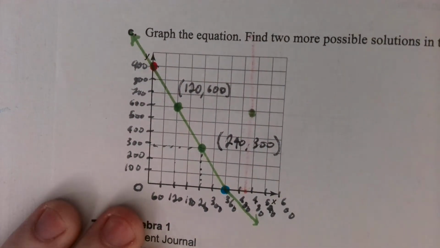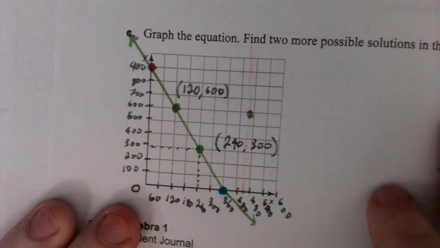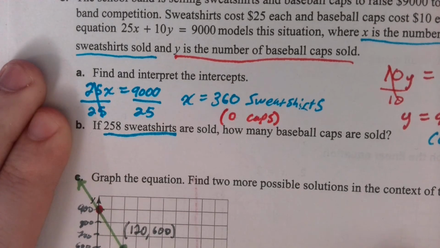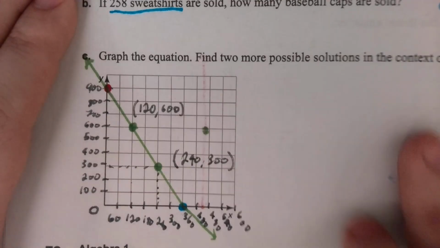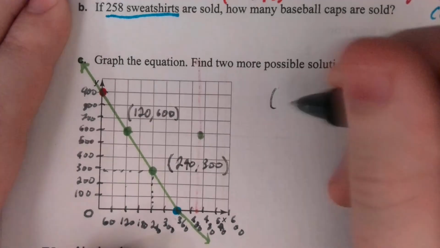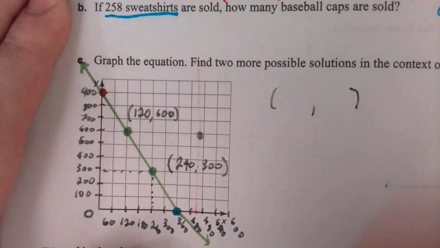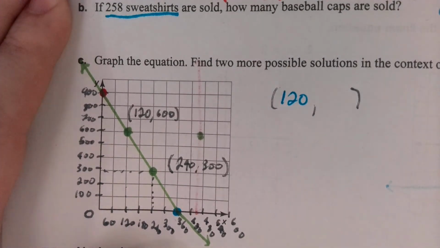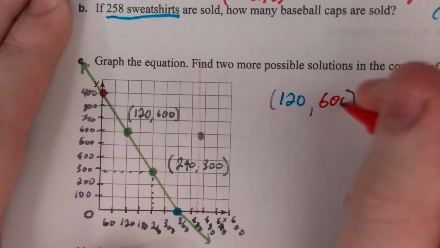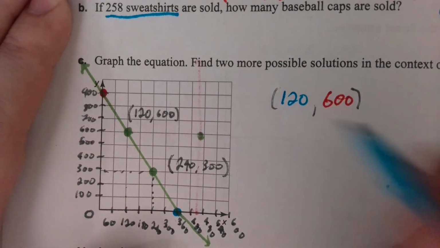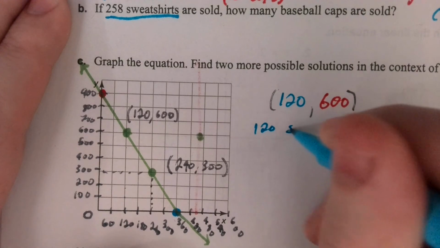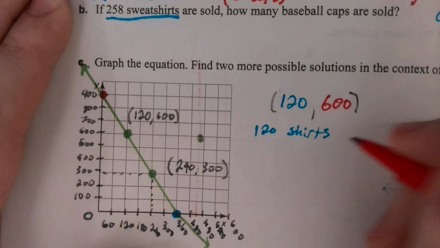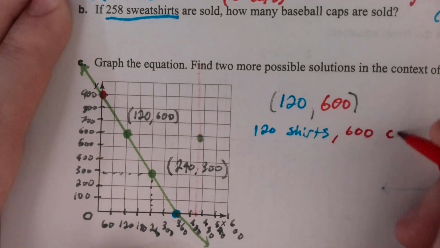But it doesn't just want these solutions. It wants them in context. If we look at the context of the problem again, we're talking about x is the number of sweatshirts and y is the number of baseball caps. So if we're looking at the point 120, comma 600, which one is the x and which one is the y? And what do they mean? Well, 120 is our x, so 120 shirts, and since 600 is our y, that's 600 caps.